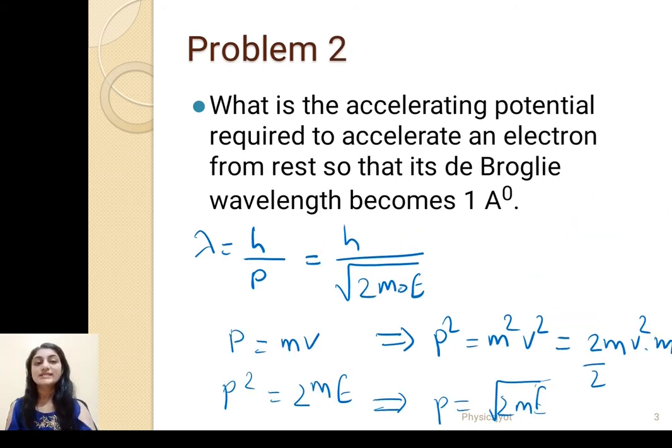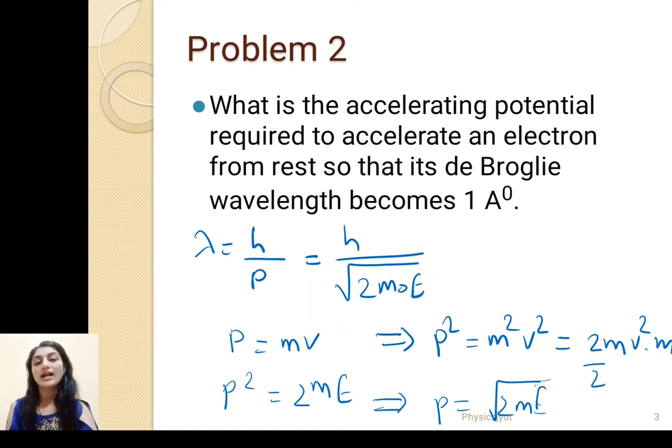So the second problem is, what is the accelerating potential required to accelerate an electron from rest so that its de Broglie wavelength becomes 1 angstrom? So we have lambda equals h by p, and p equals root of 2m0E. So how do we get this? p equals mv, p square equals m square v square. I can divide by 2, multiply by 2, and write m square as m into m. So I can write this as 2 by 2 into m v square into m. So half mv square is E, and this m. So I'm getting p square equals 2mE. That means p equals root of 2mE. This is how I have got this.